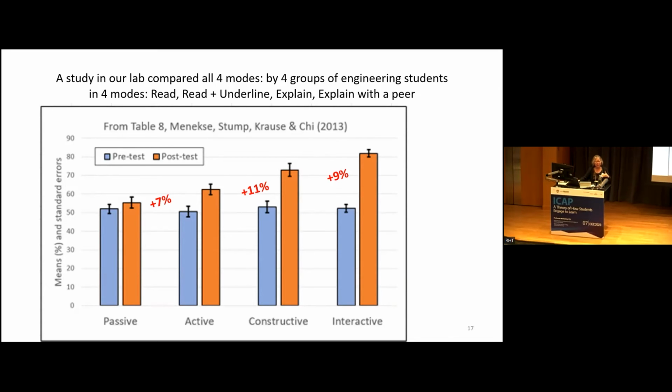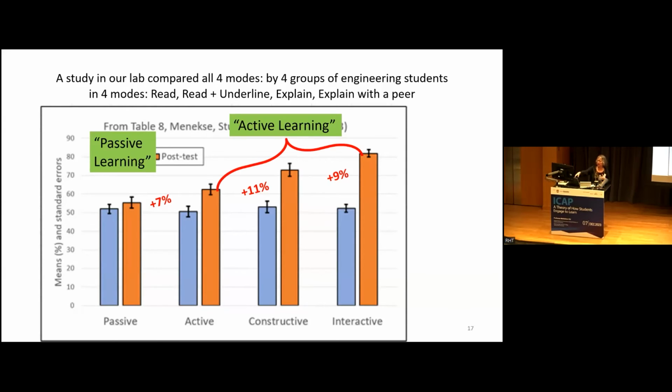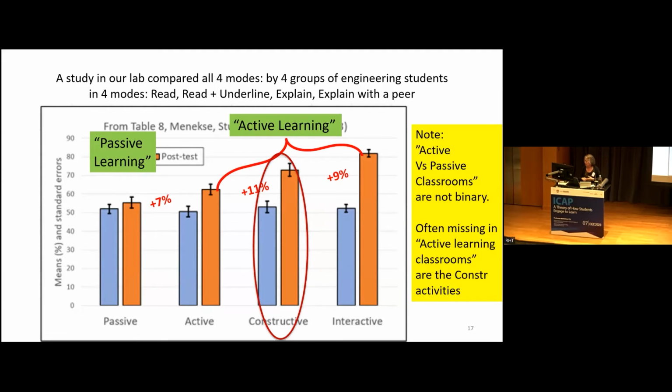However, most of the studies out there, when they don't have 4 conditions, or when they implement an active classroom, find the difference between passive and active is only around 10%, including the latest paper just published in Nature about calculus. My point is that active, constructive, and interactive are all considered active learning classrooms, whereas passive learning is just this one mode. So really it's active versus passive learning. It's not binary. And most importantly, as I was saying about the calculus study, it seems that a lot of active learning classrooms are missing the important constructive component. There's just not enough of it.